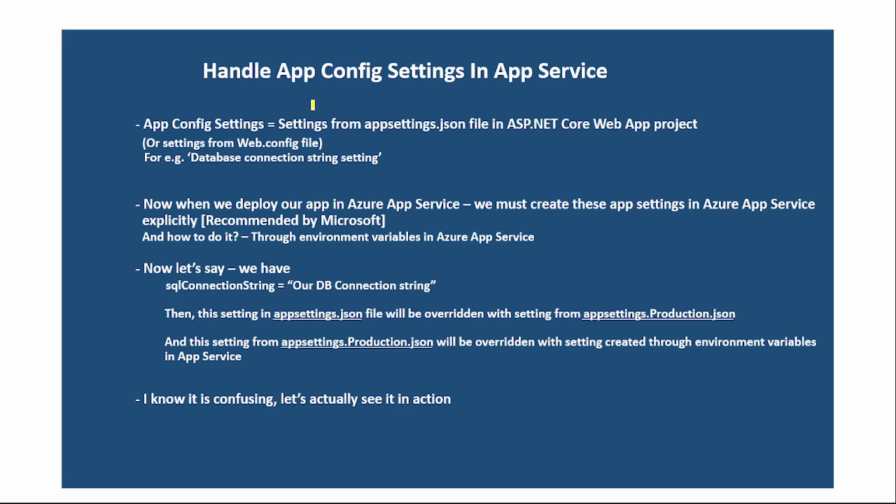Hello guys, in this video let's understand how we can handle app config settings in Azure App Service. So guys, app config settings, that means the settings from appsettings.json file in an ASP.NET Core web project, or if we are using some other project, then settings from web.config file. So for example, there we can have a database connection string setting.